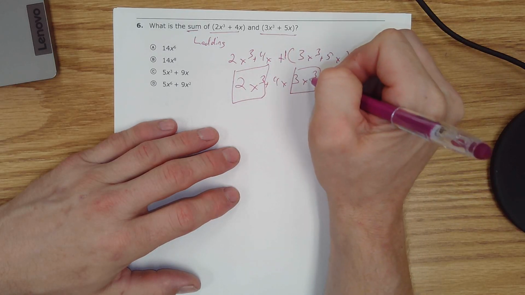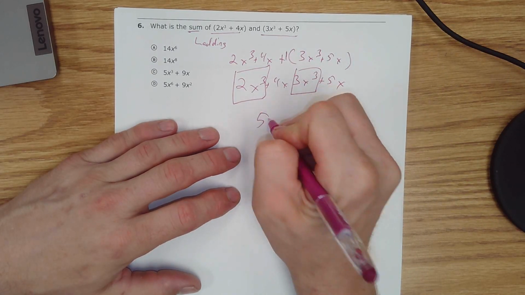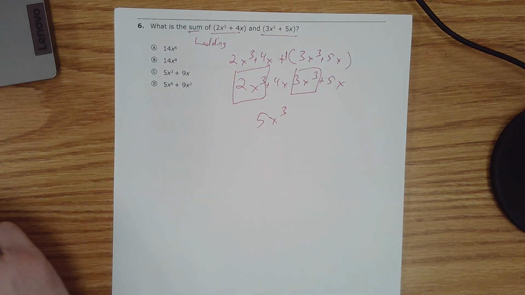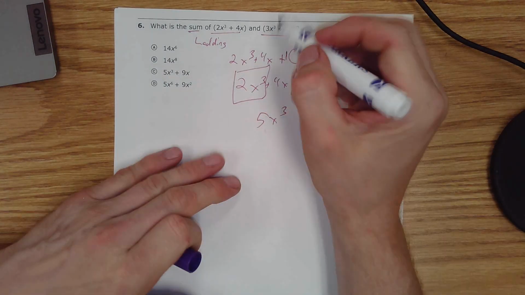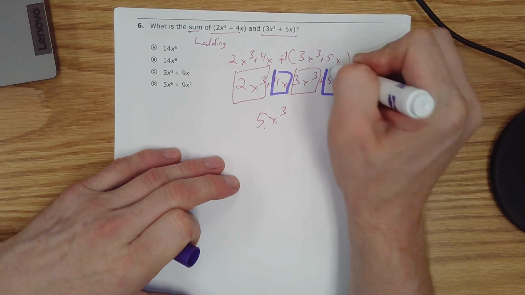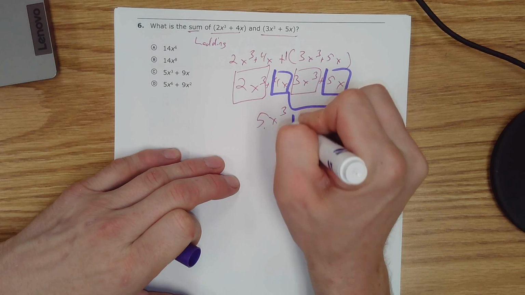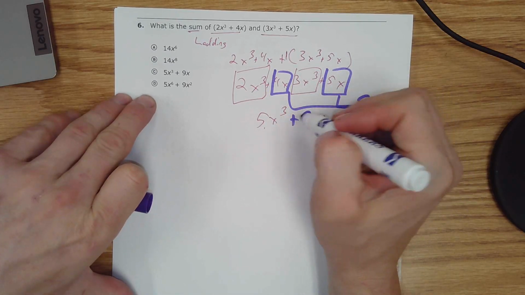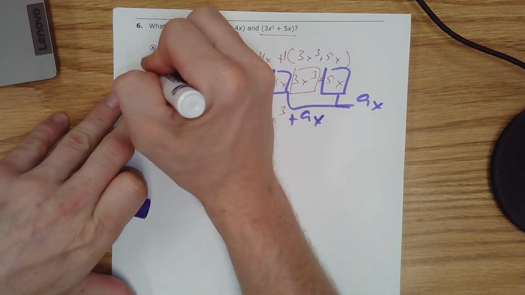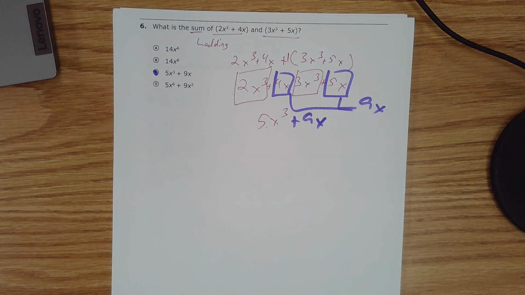Let's combine those. 2 plus 3, x cubed is 5x cubed. And now let's combine the 4x and the 5x. 4 plus 5 is 9x, so it's going to be plus 9x. So my answer is 5x cubed plus 9x. There's that one, pretty straightforward, combining like terms.